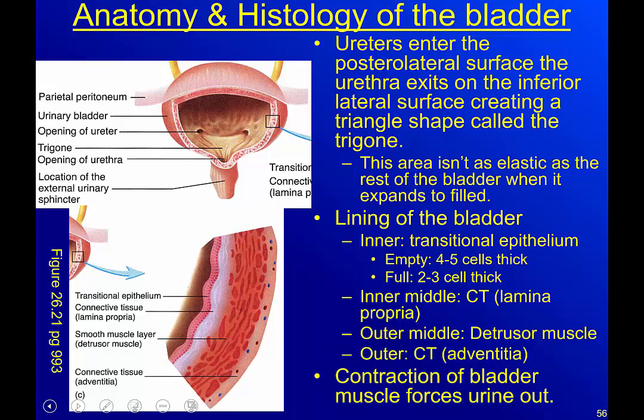Okay, so the ureters enter the posterior lateral surface of the bladder. It exits on the lateral surface, creating a triangle shape called the trigone. So this ureter that's coming in, hang on. This ureter that's coming in is actually coming in and kind of going back and down back here. See these 2 holes? This is where this is coming around and actually emptying into the bladder.